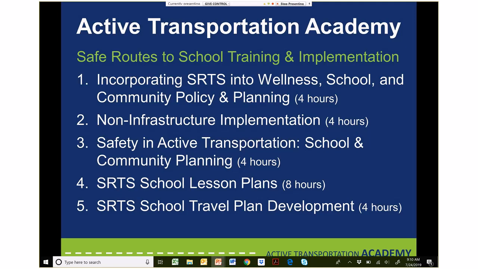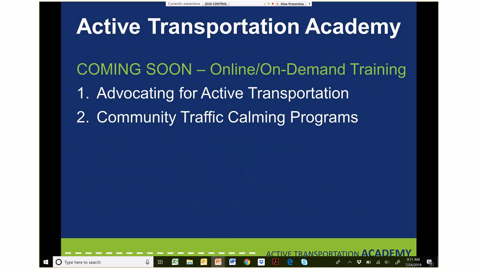So we have some other Safe Routes to School training and implementation courses as well, and they're listed here. I'm not going to read them ad nauseum here, but the Safe Routes to School lesson plans course is a longer one, and it is intended to be used for educators in the school districts. So coming soon, I had mentioned the online on-demand training. We're going to be launching Advocating for Active Transportation and Community Traffic Calming programs in that on-demand e-learning format as well here in the near future, so stay tuned for that as well.